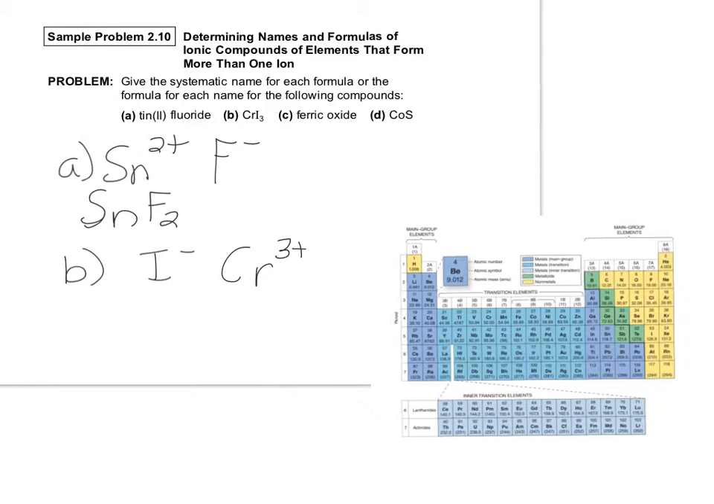And like I said in A part, the transition metals are named with Roman numerals to indicate their charge. Chromium, got to get the Roman numeral 3 in there. Iodide, remember it is the anion, so it gets the "ide" ending.